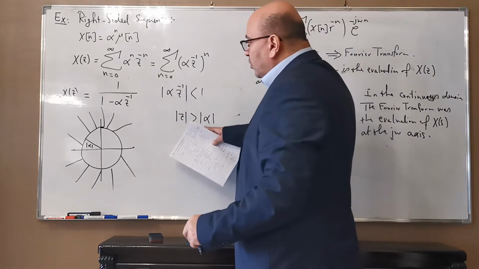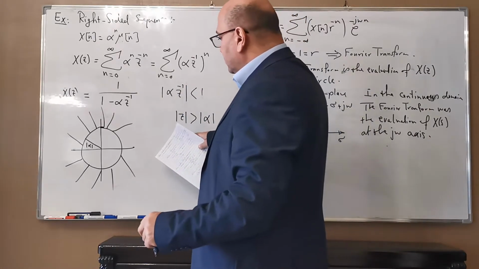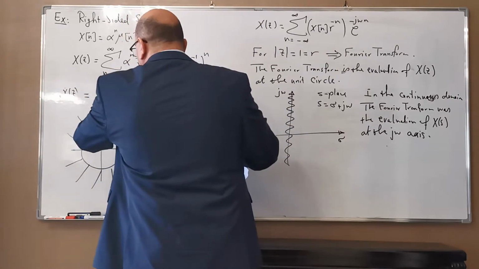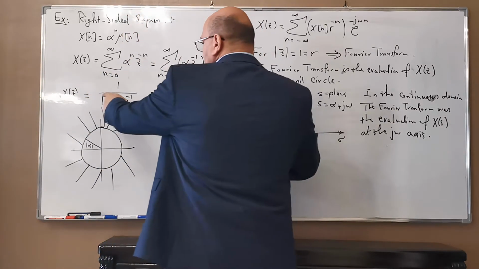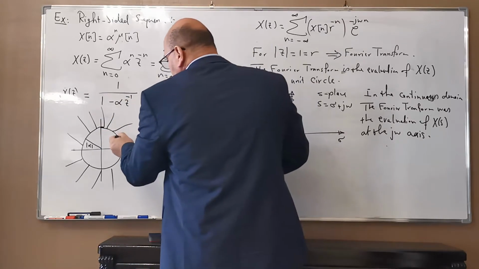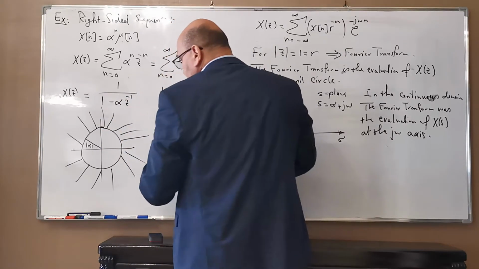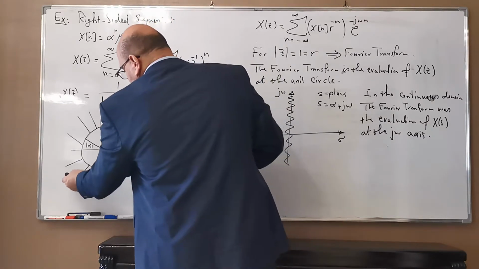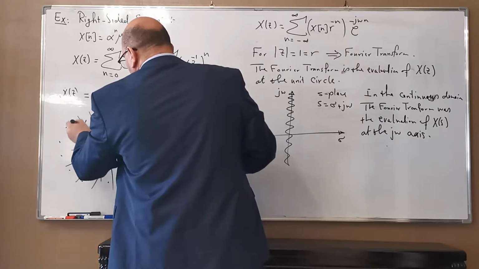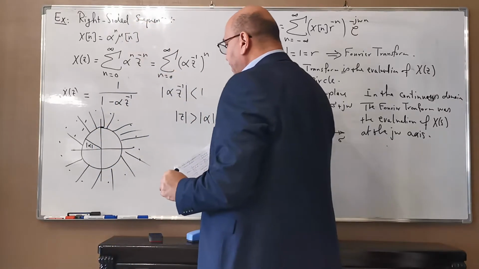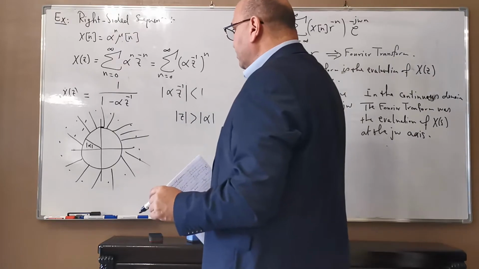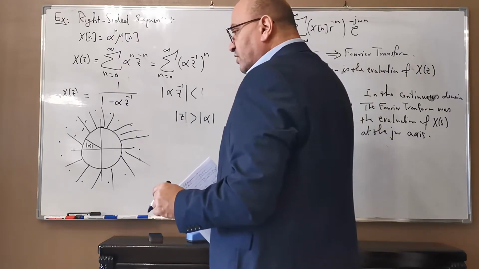Okay, this is a very important result because X of Z converges to this result given that you are evaluating X of Z at points outside this circle. On all those points, they converge. Points inside this circle diverge and do not have an X of Z inside this circle.